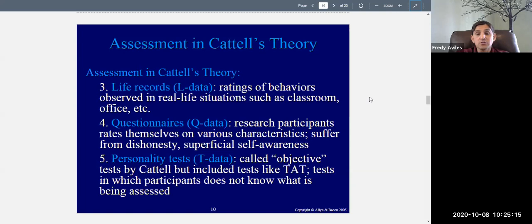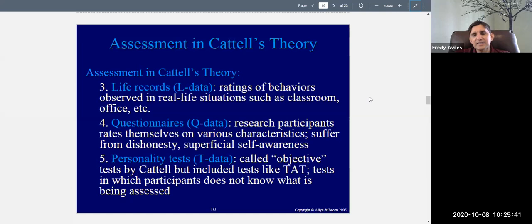There's also personality tests that he called T data. Questionnaires are basically where you rate yourself on certain things. Personality tests are different. Those are T data. He called these objective tests that were developed by Cattell and others. Tests like the TAT, which we talked about earlier in the semester. That's the Thematic Apperception Test, right? Personality tests are more like tests and less like questionnaires.